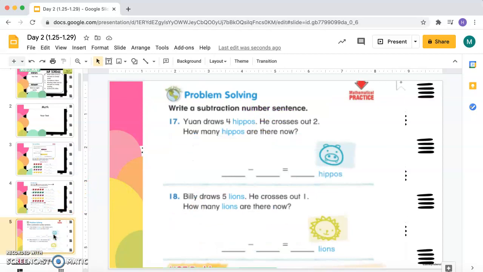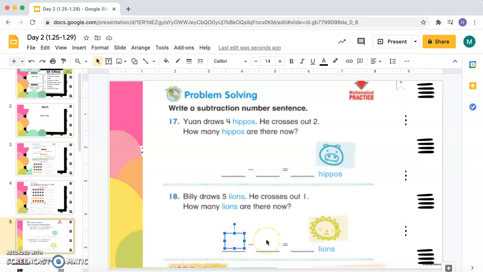All right, last page for your math. Juan draws 4 hippos. He crosses out 2. How many hippos are there now? So we're going to write 4, take away 2, and then write how many would be left. Billy draws 5 lions.